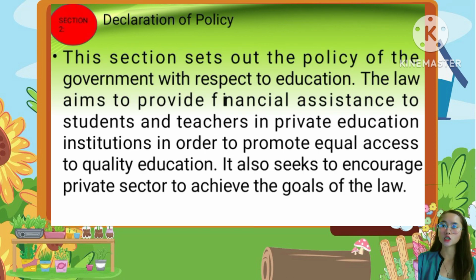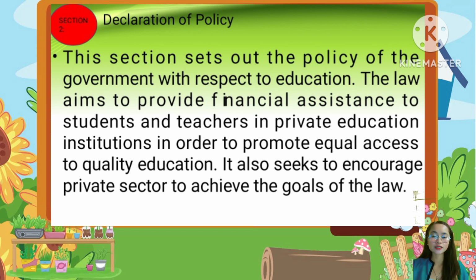So, in Section 2, Declaration of Policy. This section sets out the policy of the government with respect to education. The law aims to provide financial assistance to students and teachers in private education institutions in order to promote equal access to quality education. It also seeks to encourage private sectors to achieve the goals of the law.